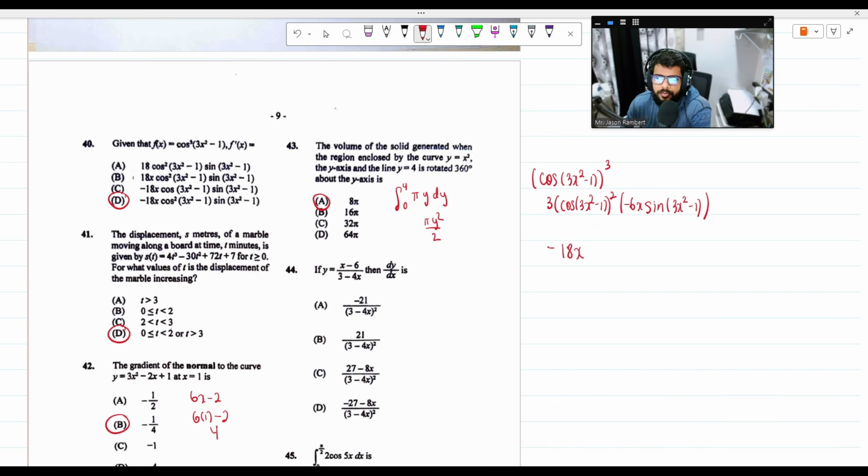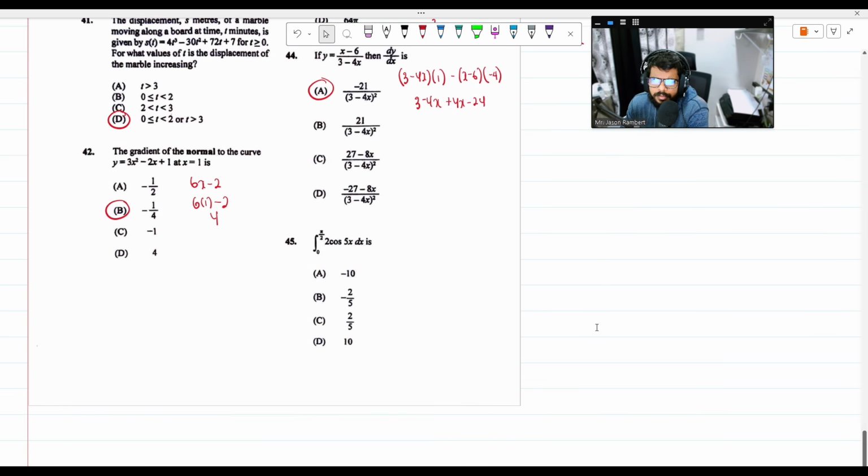Okay, looking like newish question territory. I want to say it is minus 21. No, there's a repeat question. By du dx minus u by dv dx. And I'm going to work out v squared. 3 minus 4x plus 4x minus 24, minus 21. And lastly, this will be 2/5.